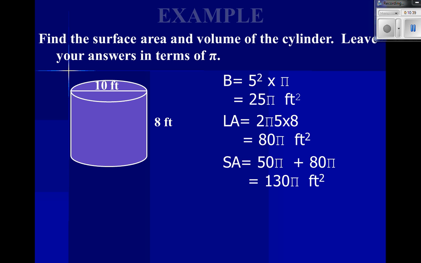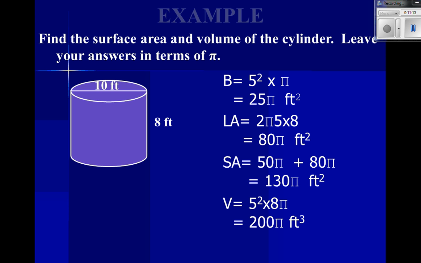And then the last thing we have to figure out is how much is going to be in this cylinder. Okay, so how much soup is in a soup can, or how much water is in a water bottle, or how much pop is in a pop can. Figure out the area of the base. So the area of the base, I'm just going to take 5 squared times pi. So 25 pi, and then I've got to fill it up, times 8. So 25 times 8 gives me 200 pi feet cubed.